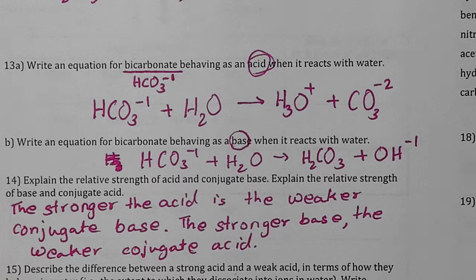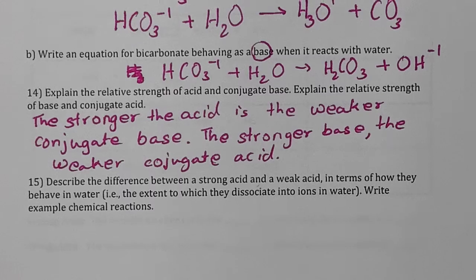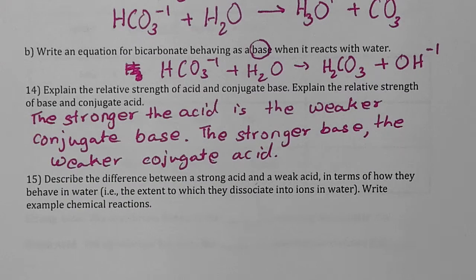What is the difference between the strength of a strong acid versus a weak acid? How do they behave? They dissociate, right? A strong acid will dissociate more than a weaker acid. In fact, a strong acid will dissociate completely. That's why we draw one arrow for a strong acid and a two-way arrow for a weak acid, because it doesn't dissociate the whole thing.